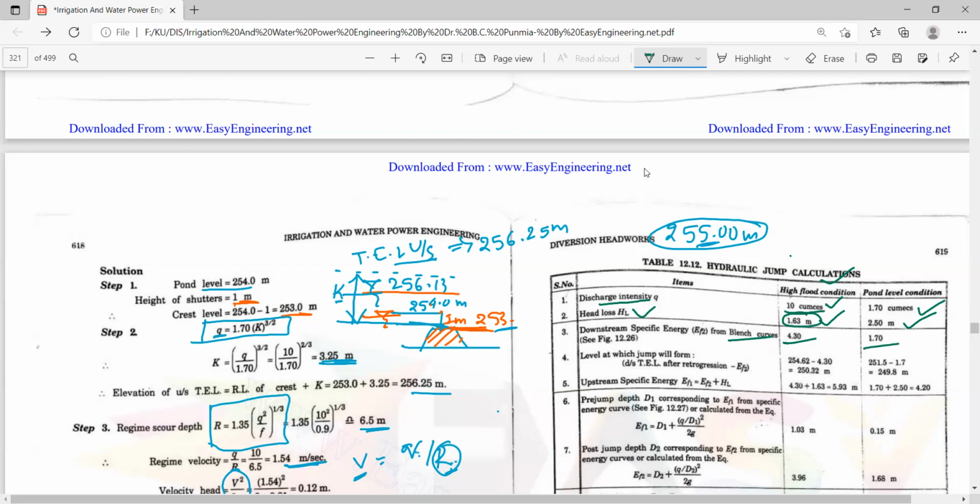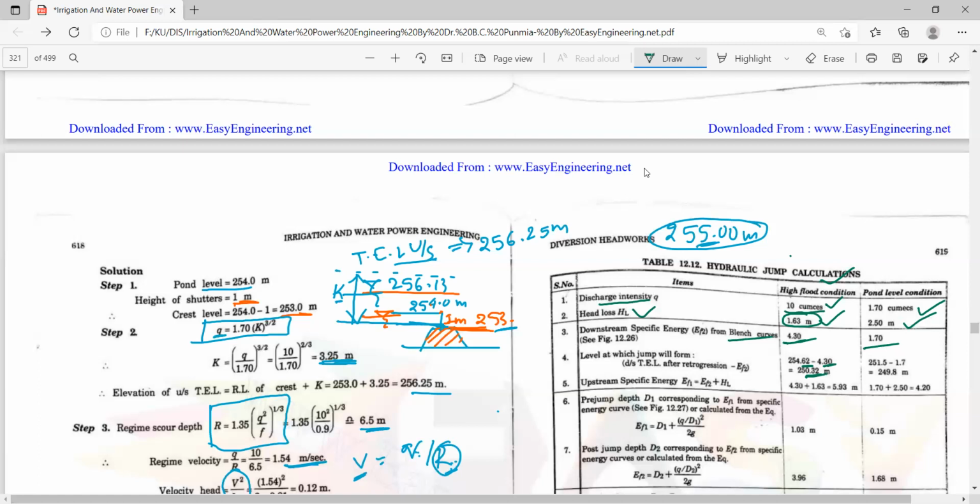Next, I want to calculate the hydraulic jump level. The level at which the hydraulic jump is going to form is the upstream high flood level minus the specific energy, that is EF1 minus EF2. So that is 254.62 minus 4.30. You're going to get the level at which the hydraulic jump will form as 250.32. These levels are not that important, just to see this.